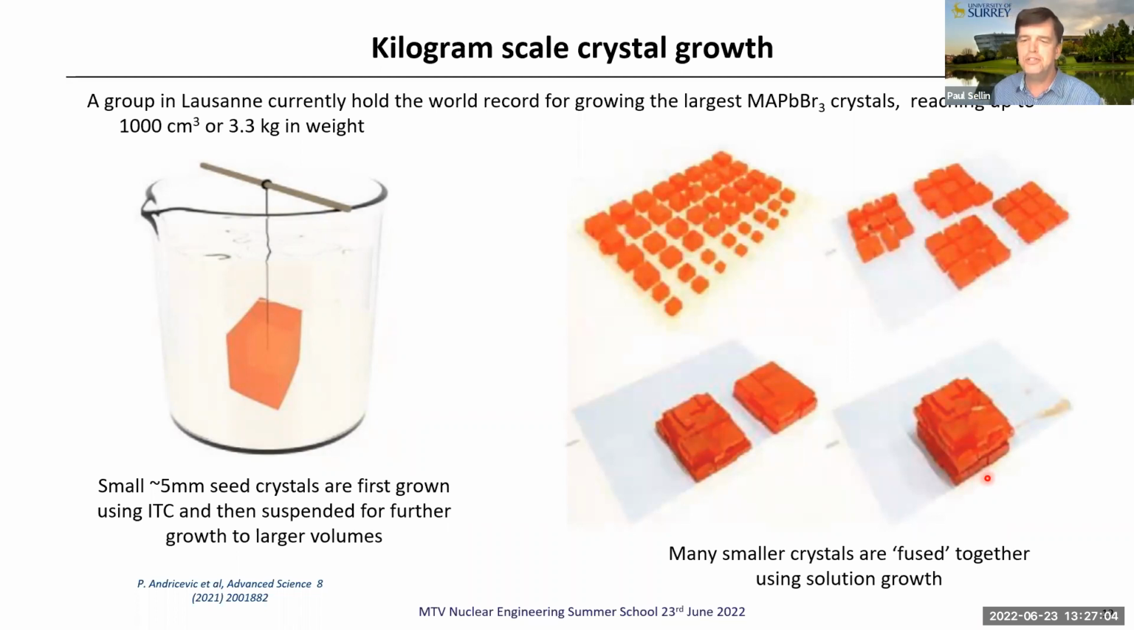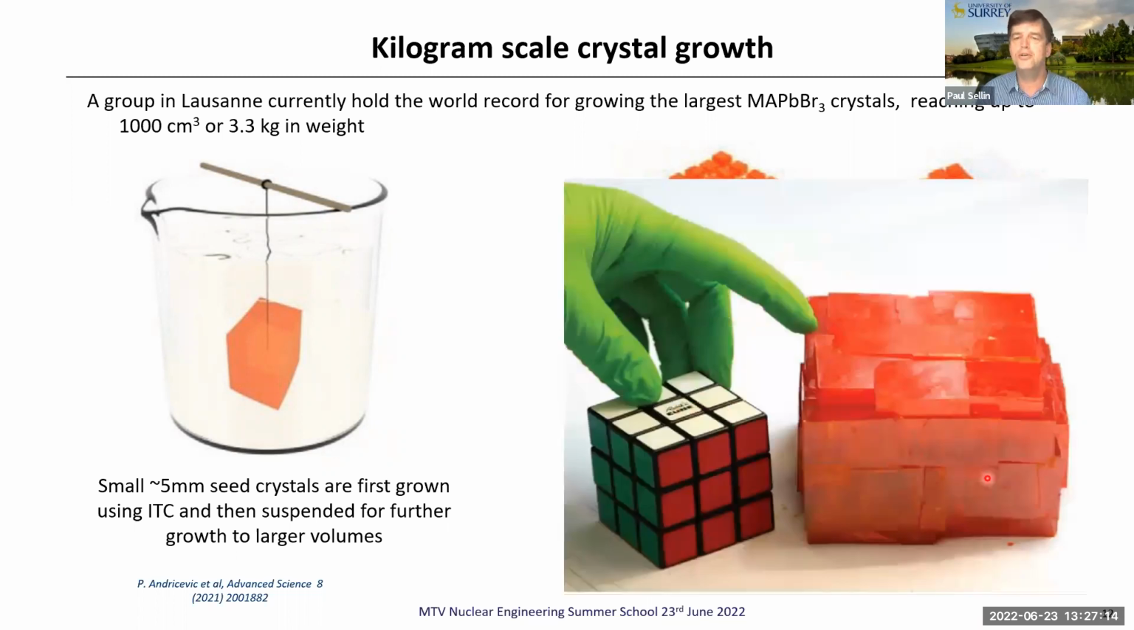And they then fused them together using partial melting in the solution. And they built together a composite. And this really is the Rubik's Cube of Perovskite crystals. There it is. That's their record-winning 3.3 kilograms against the Rubik's Cube. Now, is it useful? I'm not sure. Is it a demonstrator of how far you can push the technology?